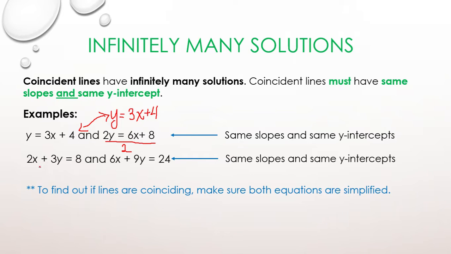Same thing with the second one. If you multiply, or better yet divide, let's divide all of this by 3. You should get 2x plus 3y equals 8. So again, they are the same. Alright, so again, make sure to find out for sure. Make sure that both equations are simplified, because if they're not, you can't tell for sure.